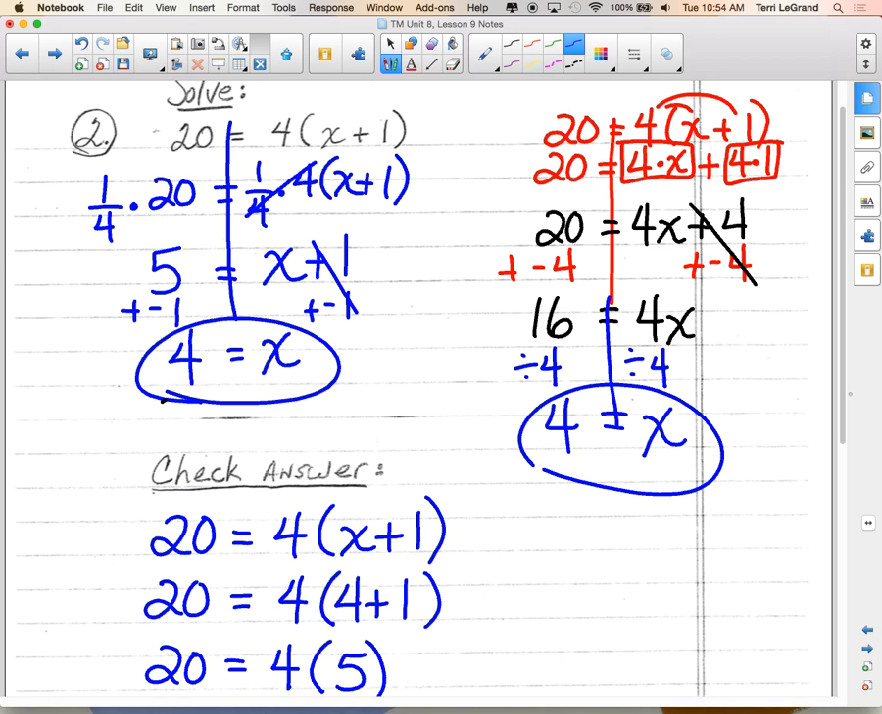Okay, so both methods work. If they ask you to use the reciprocal method, you now know how to do that. If they ask you to use the distributive property method, you know how to do that. Okay? Questions?